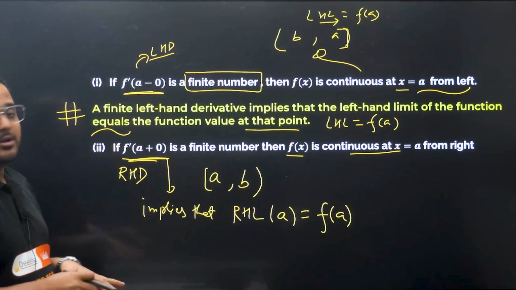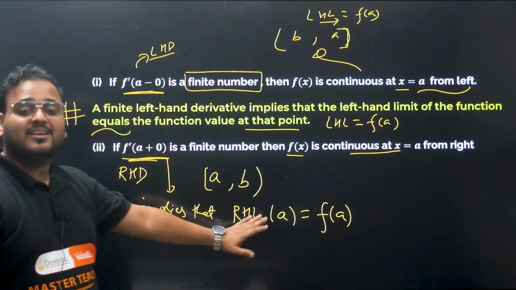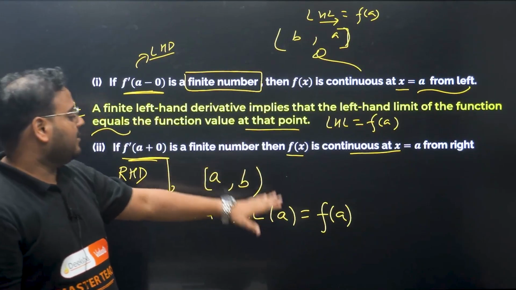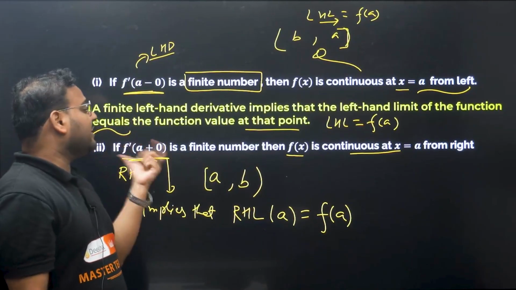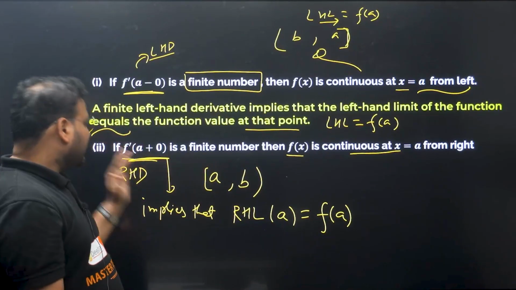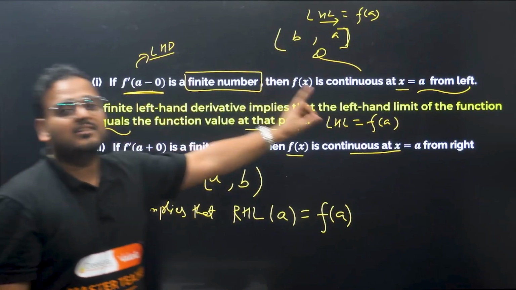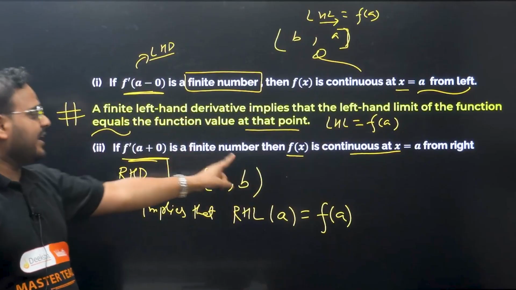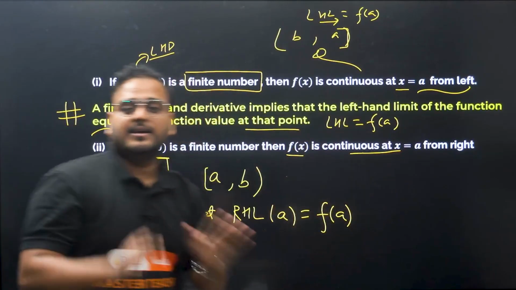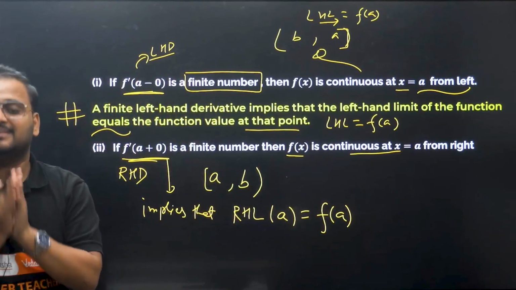Is it clear or not? So you don't have to worry about finding the left hand limit and checking it against f(a). If you have been given in the question that the left hand derivative is finite, it means that it will be continuous from the left side. Okay? If your RHD is finite, it means continuous from the right side. Is that clear or not?